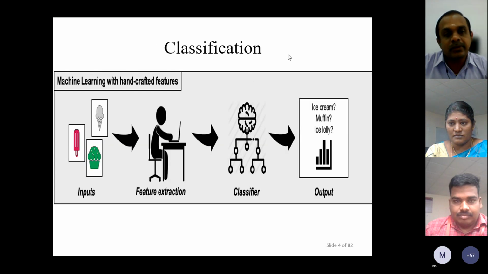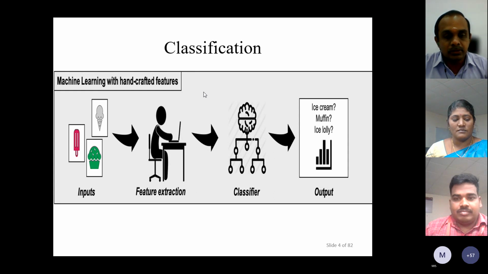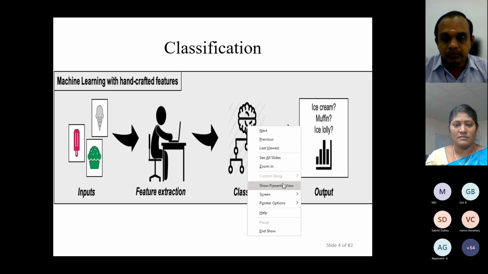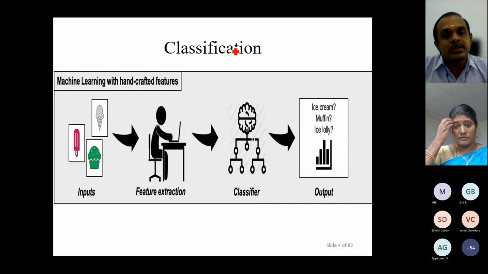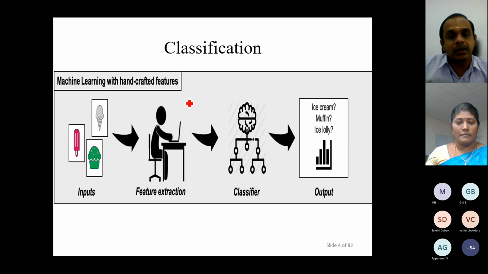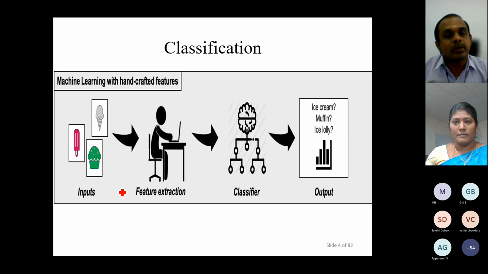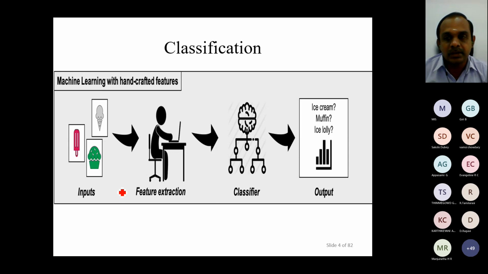So the basics. Here we have classification. In general machine learning, nowadays people are working with deep learning. But once we have data, let us say we have some features and we have to do classification, then we go with machine learning techniques. And if you're directly using images, then you can go with deep learning.